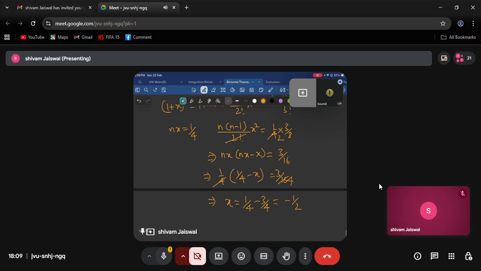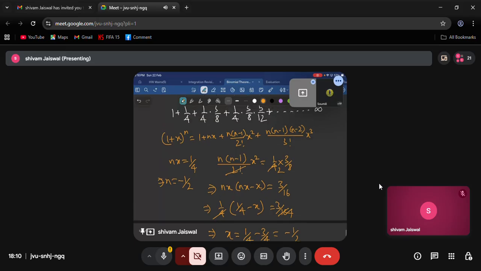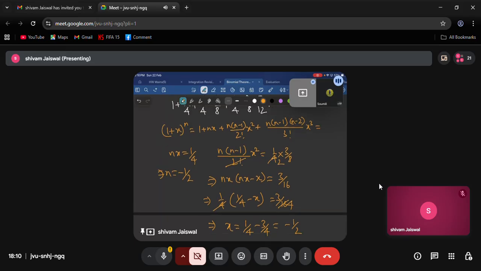Okay, Shamali, now how will we find out the value of n? nx equals 1 by 4, so x we have found out is minus half. Putting the value of x in that equation, we can find out the value of n. So tell me, what is the value of n from here? n is equal to minus half. So n is equal to minus half, x is equal to minus half. So this whole series becomes 1 minus half, whole to the power minus half. Right? Yes, sir.